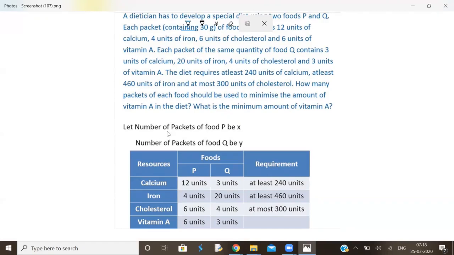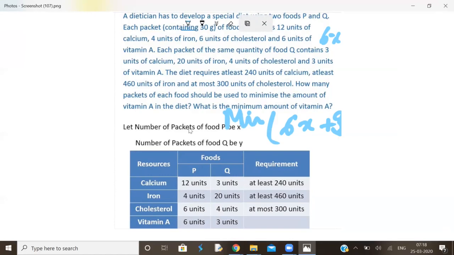Well, the number of packets of food P is X and food Q is Y. Then vitamin A in food P is 6X. Vitamin A in food Q is 3Y. So 6X plus 3Y has to be minimized.